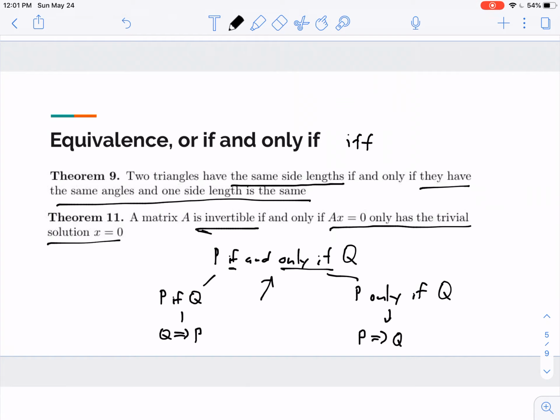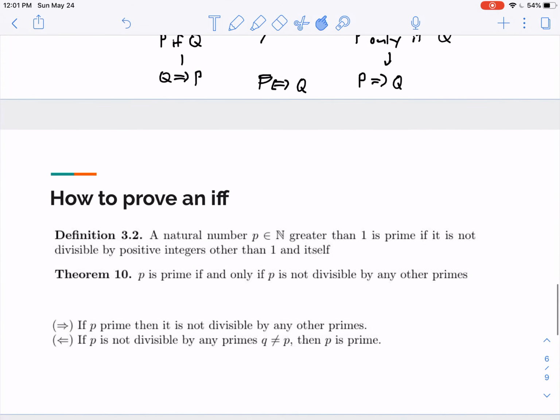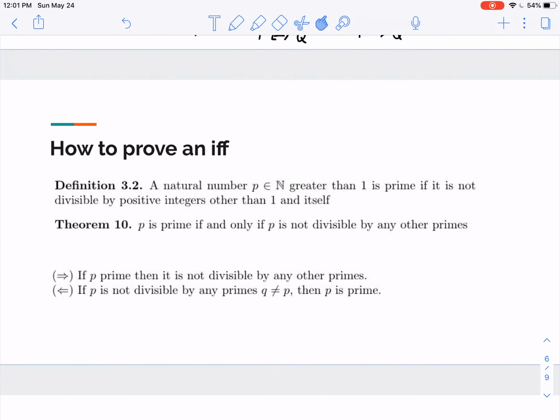Sometimes people will write P and then an arrow in both directions, Q, which means P implies Q and Q implies P. So there's two directions to an if and only if statement, and that will help us when we're trying to do the proof. Great. So how do we prove an if and only if statement?